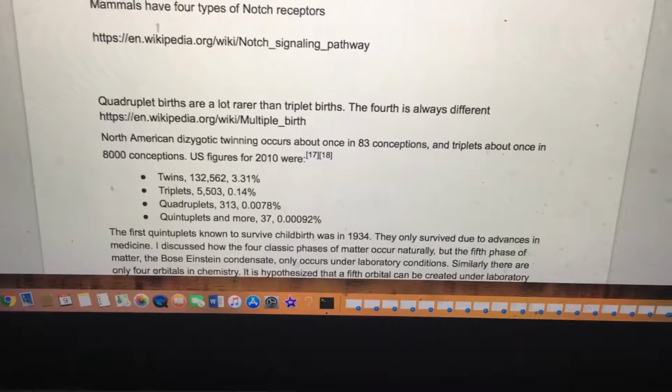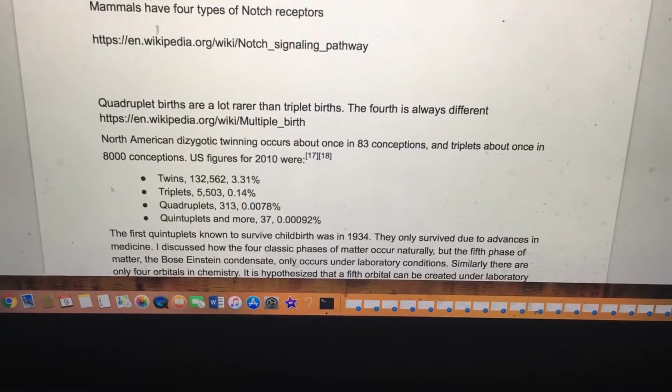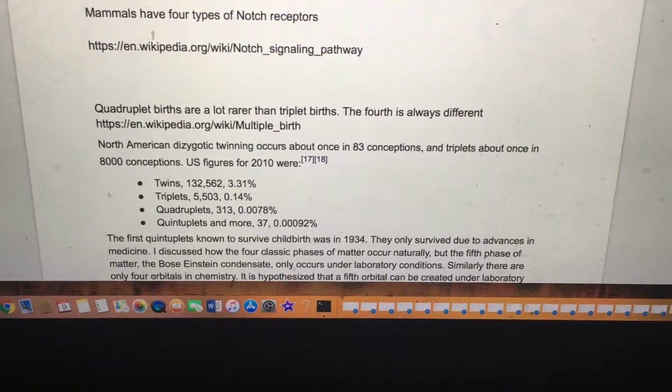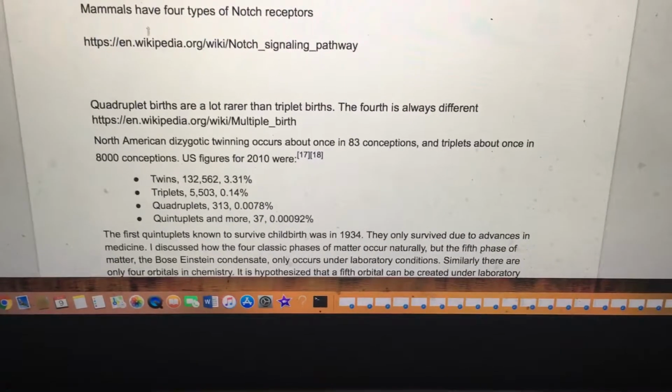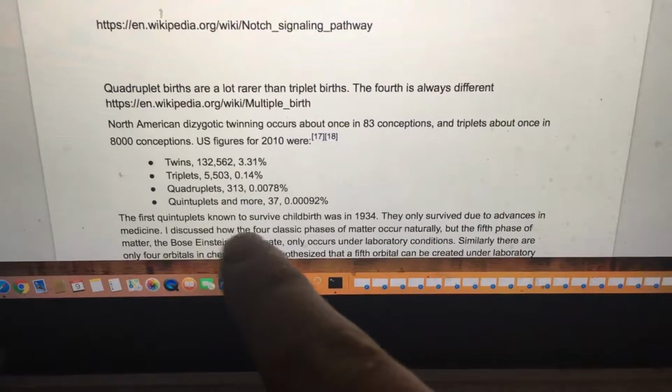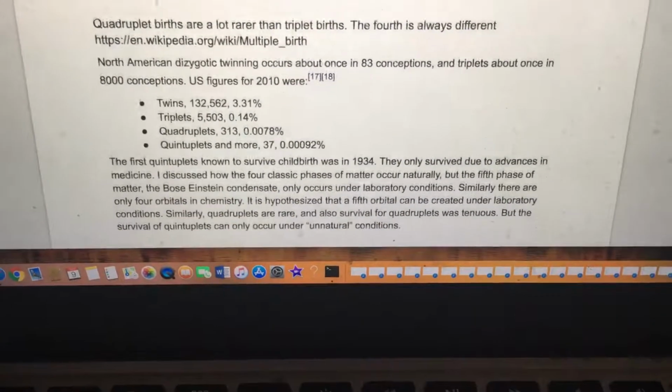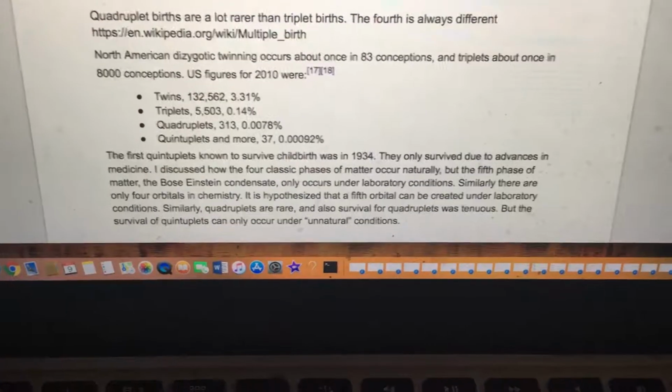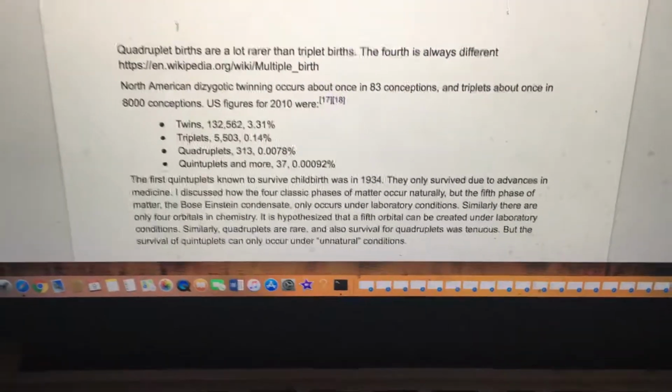North American dizygotic twinning occurs about once in 83 conceptions, and triplets about once in 8,000 conceptions. So here's twins, quadruplets, okay. Quintuplets and more is very rare. It says the first quintuplets known to survive childbirth was in 1934. So the 4th is always different.